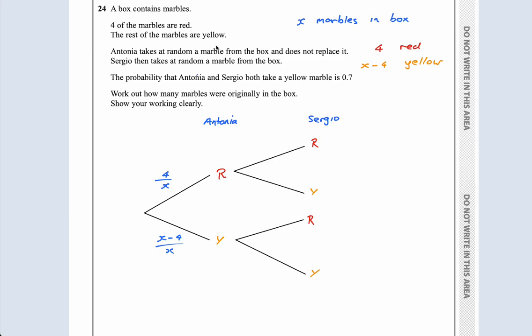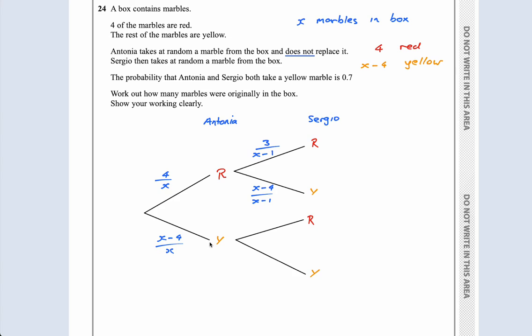Okay. Then, importantly, Antonia does not replace it. So she's not replaced the red. So now for Sergio's turn, how many red marbles are in the box? Well, there's 1 less, so there's only 3. And how many marbles in total? There's 1 less, so X minus 1. If Antonia takes a red, how many yellows are left? Well, there's still X minus 4 because she hasn't taken any. And the total is X minus 1. Same reason, she's taken a marble.